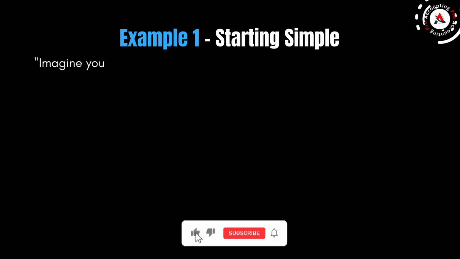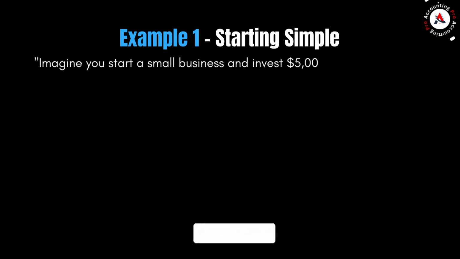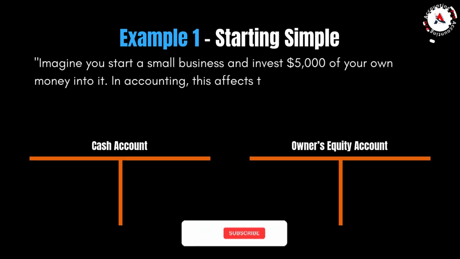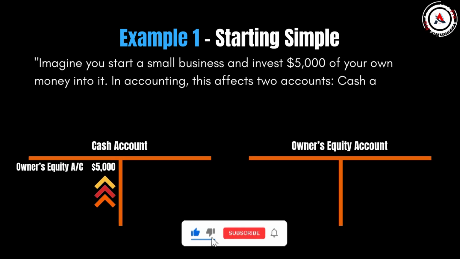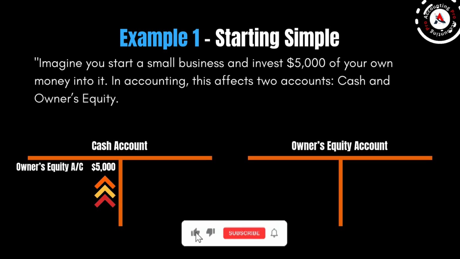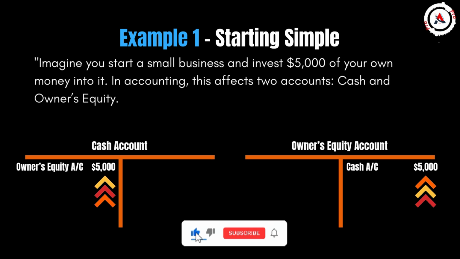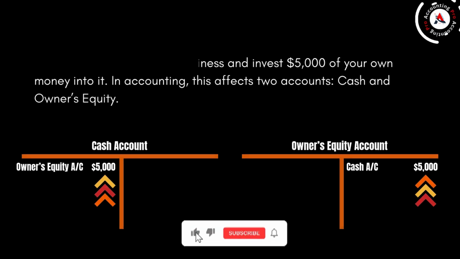Example 1. Imagine you start a small business and invest $5,000 of your own money into it. In accounting, this affects two accounts, cash and owner's equity. Cash increases by $5,000, so we put $5,000 on the debit side of the cash T account, because it's an asset going up. Owner's equity also increases by $5,000 because it's your contribution to the business. Equity goes up with a credit, so we put $5,000 on the right side of the owner's equity T account.